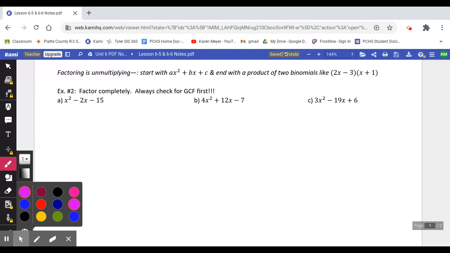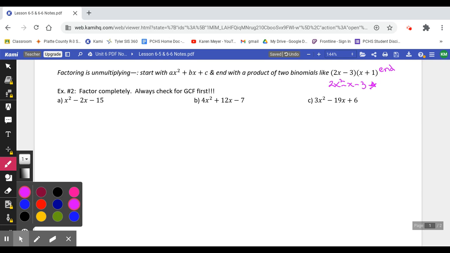It says factoring is basically undoing multiplication. So when we were doing multiplication problems and making the box, you would start with two parentheses, like 2x minus 3 and x plus 1. And then you would make a box and end with something that looked like 2x squared minus x minus 3. So we're going backwards. We're going to start with a trinomial and end with the two parentheses. So factoring is just the opposite of multiplication.